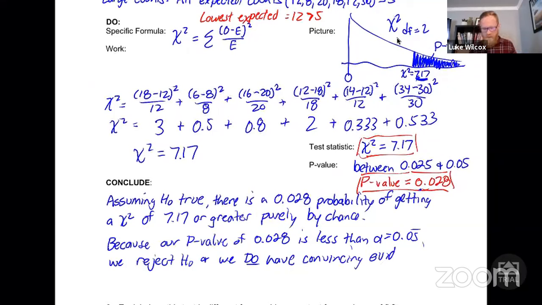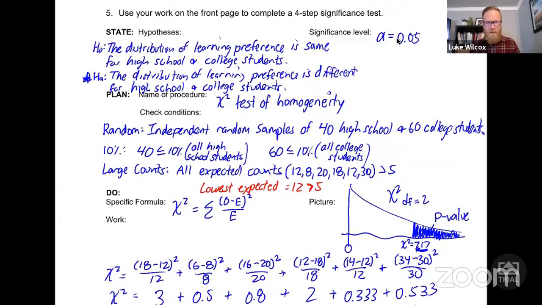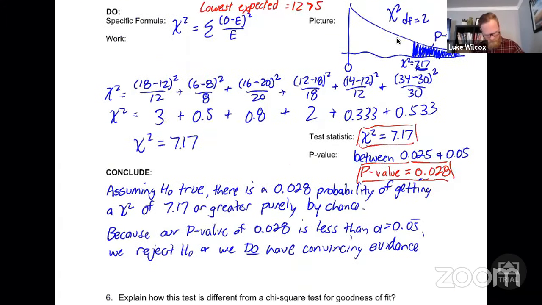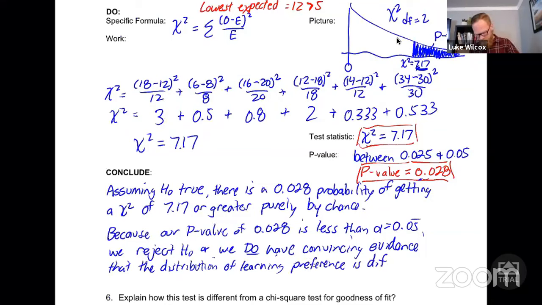But we want to put the alternative in the context of the problem. So I'm actually just going to go back up here, remind myself of what the alternative hypothesis is saying. And essentially, I'm just going to copy that alternative hypothesis down at the end of my conclusion. We have convincing evidence that the distribution of learning preference is different for high school and college students.